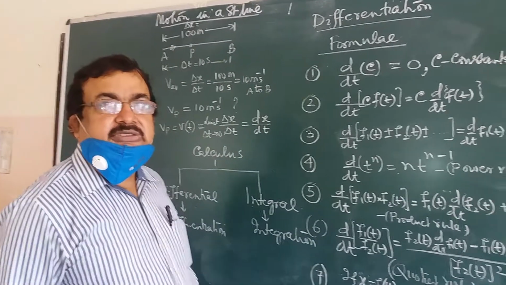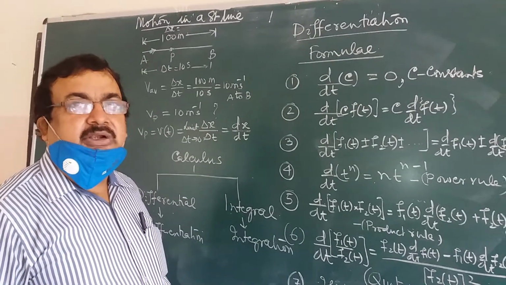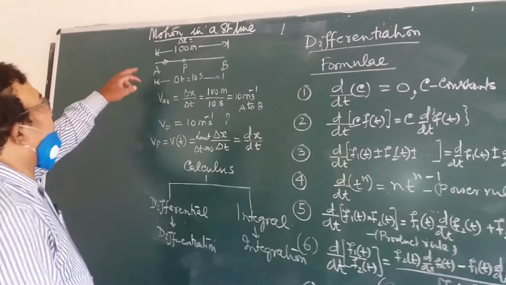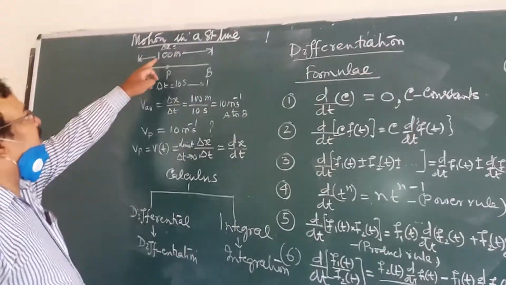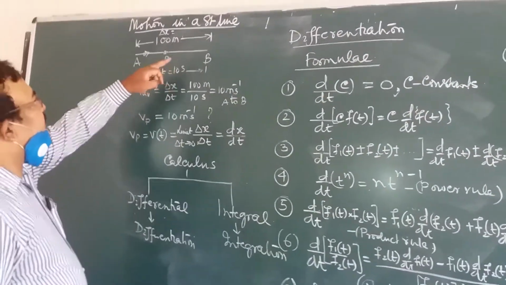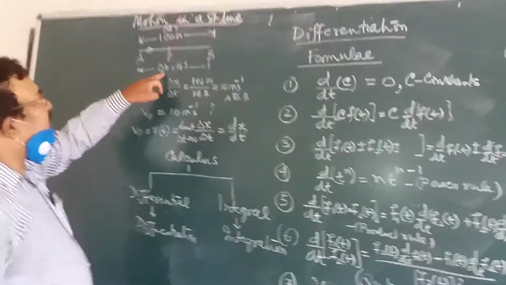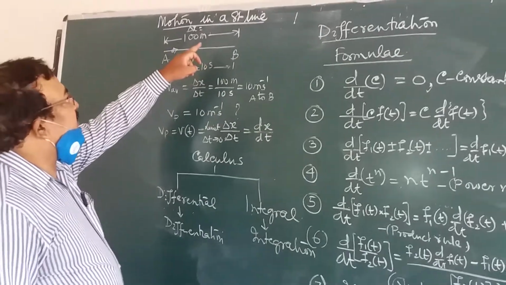Hello students, this is the fourth video lecture on kinematics, that is motion in one dimension or motion in a straight line. Say we have 2 points A and B at a distance of 100 meters. An object is traveling from A towards B in a time interval delta t of 10 seconds, and the distance is 100 meters.